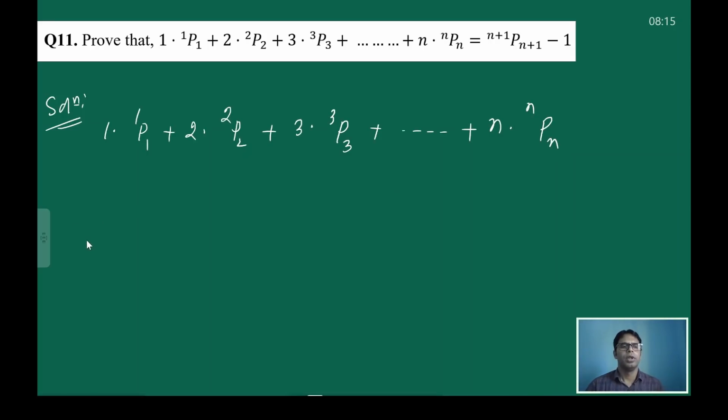So for our convenience, let me write this in summation form. It can be written in this way: r going from 1 up to n. Here 1, 2, 3, so this will be r into 1p1, 2p2, 3p3, npn. So I can write r p r, and summation means these terms will be added. Okay, so very simple.